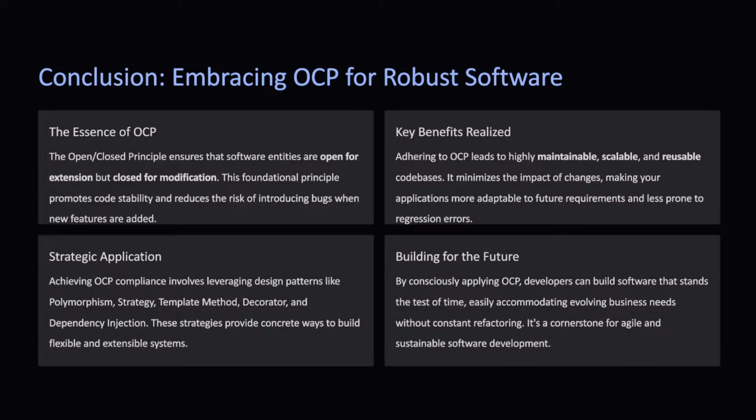Okay, so here's the conclusion for the OCP principle. The essence of OCP: the OCP principle ensures that entities are open for extension but closed for modification. Like we can extend the classes or extend the functions, but we won't be modifying the existing code. So it will reduce the risk of new bugs, and we can add new features easily without creating bugs in the previous code.